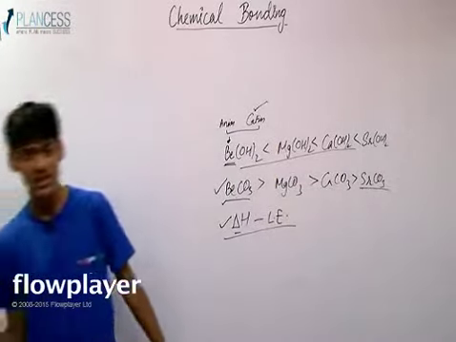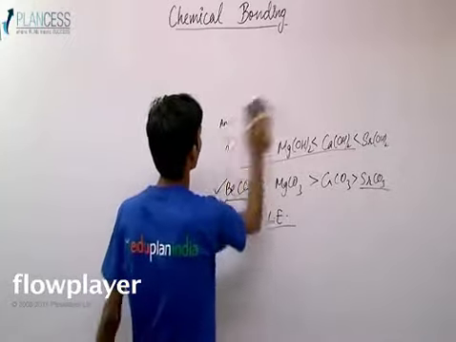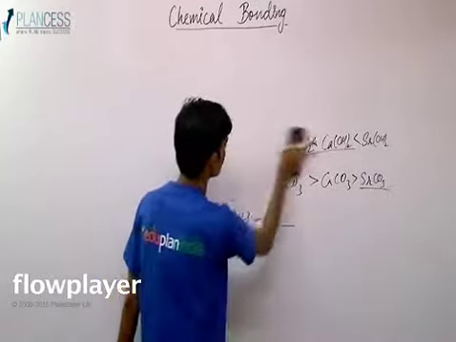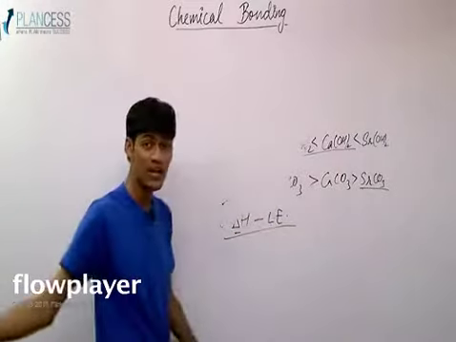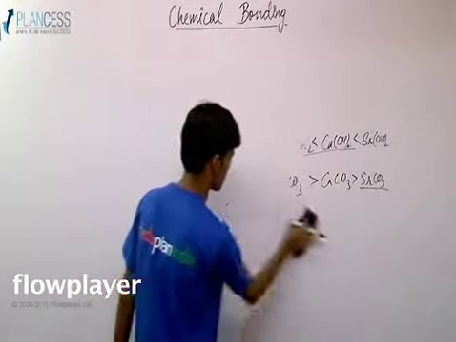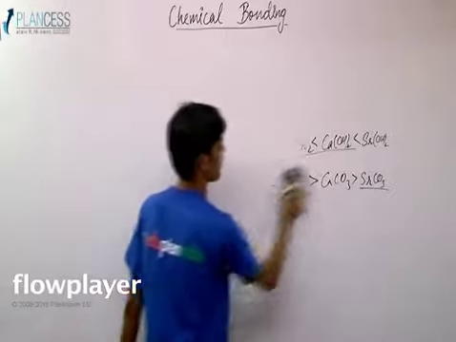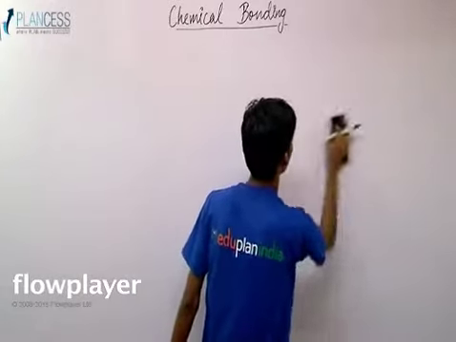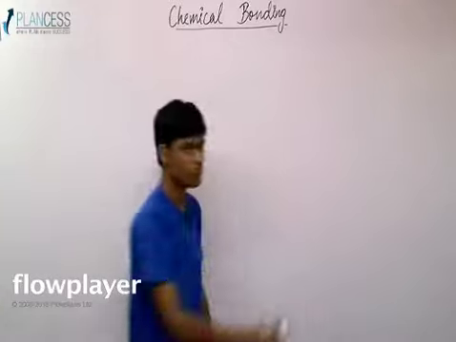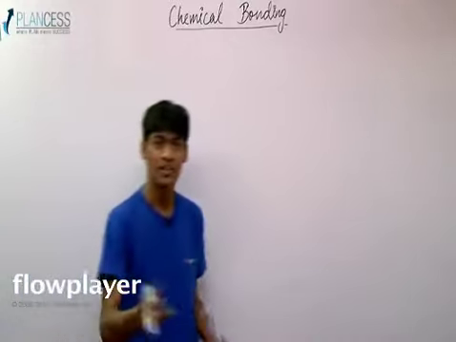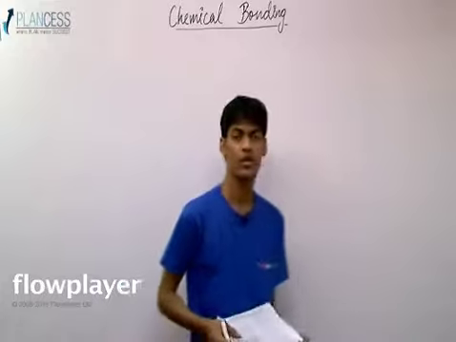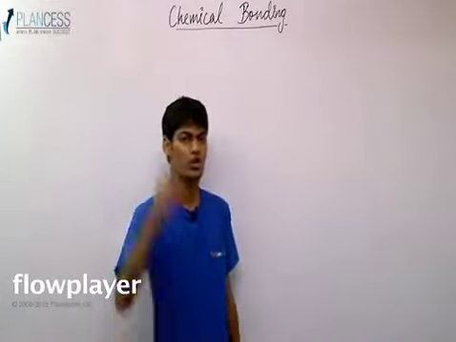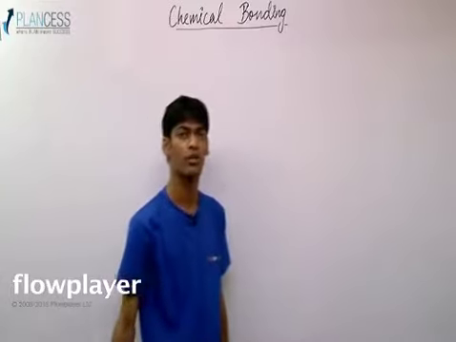So we have studied how to calculate the ionic character in a covalent compound. Now we will study how to calculate covalent character, or how to predict the covalency of any ionic compound, and how to compare the covalency of two ionic compounds. This is determined by the Fajans rule, and before introducing the Fajans rule, I would like to introduce one term, which is polarization power, or polarizing power.